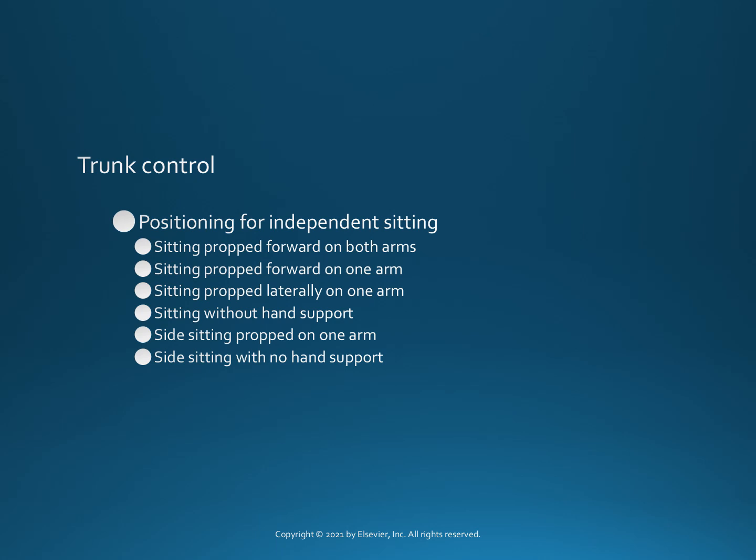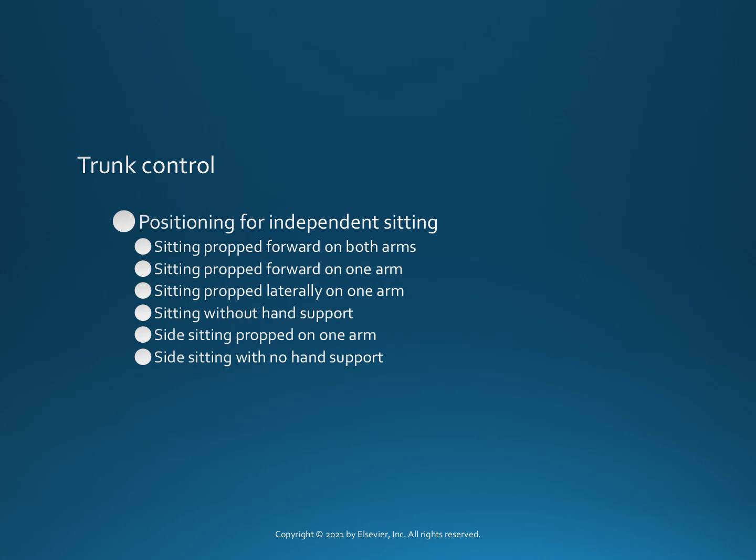When we look at the progression for independent sitting, we want to start our patients sitting propped forward on both arms. From there, we would prop them forward on only one arm, so we're reducing upper extremity support. Then we move that one arm that's forward to the side. So we've reduced our upper extremity support, and now we've decreased our base of support. Instead of it being out in front of us, that support is to the side. Then we remove that lateral support so that they're sitting with no hand support.